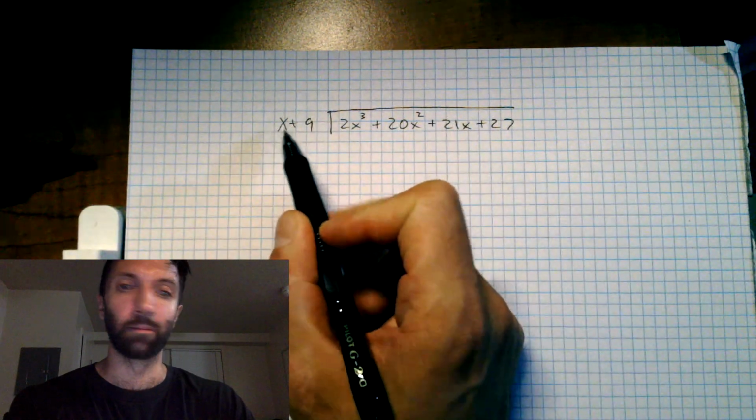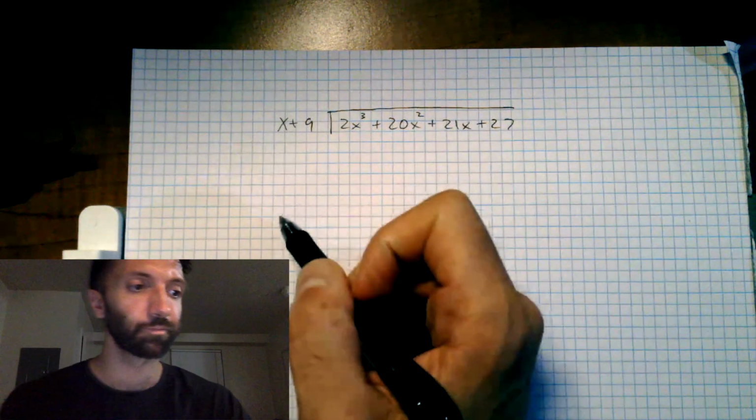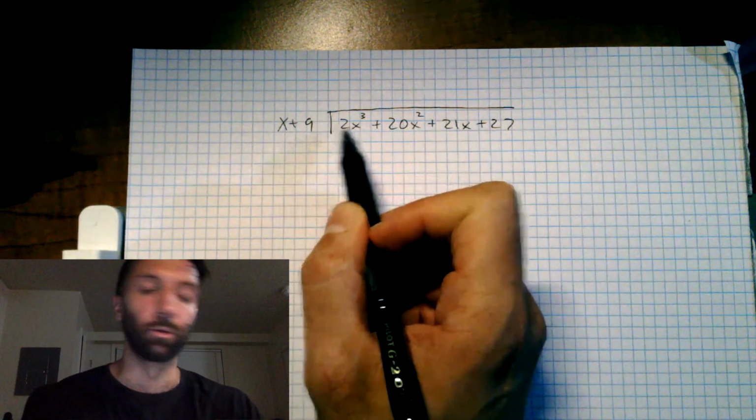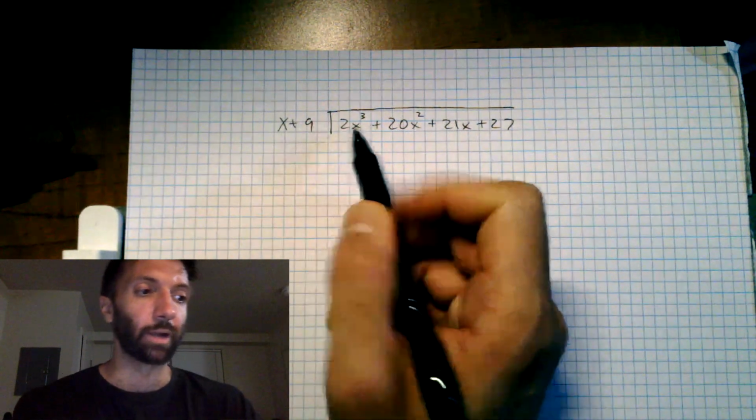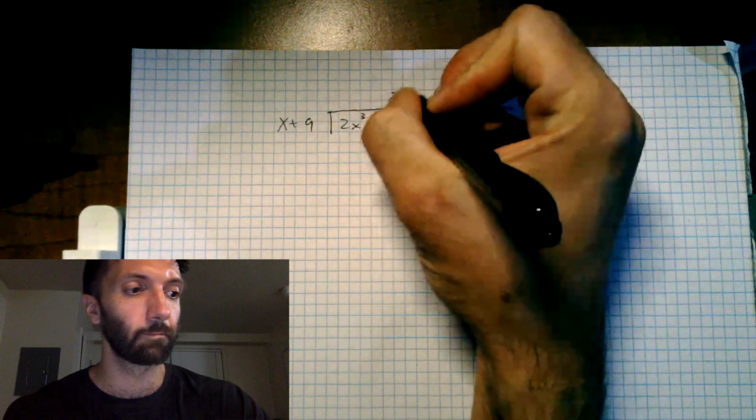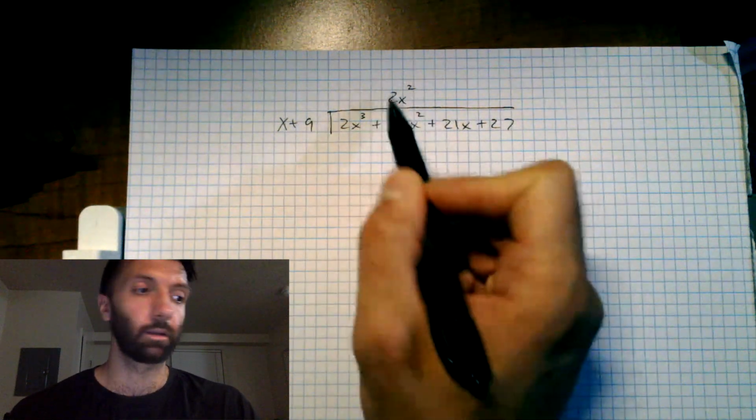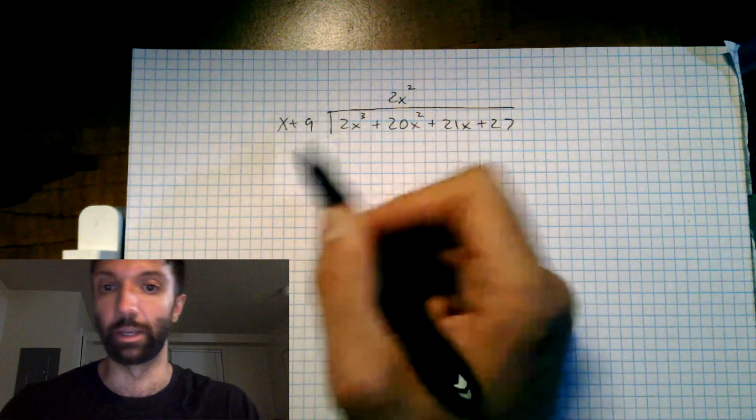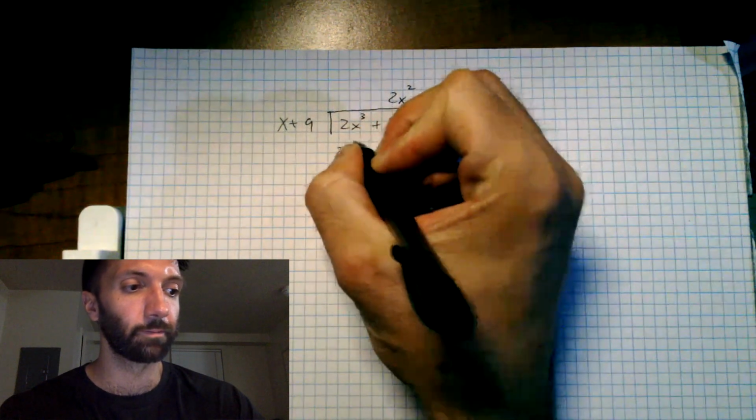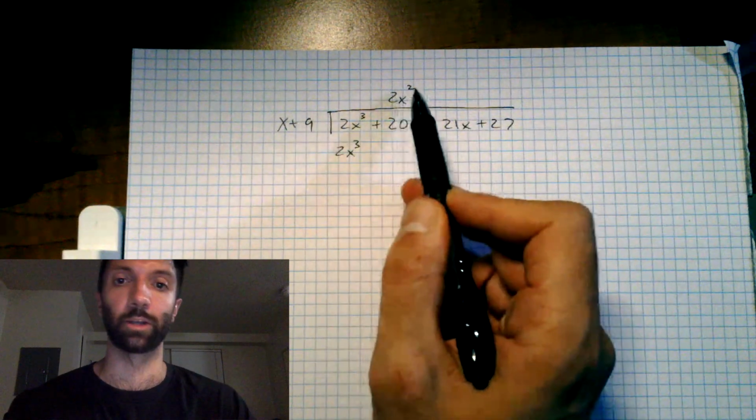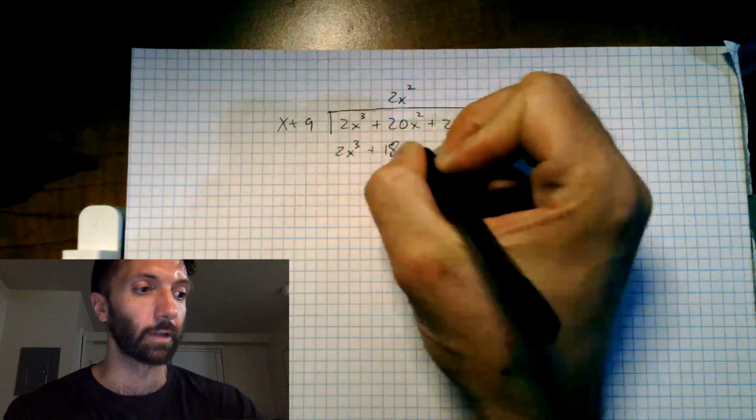So you start by taking your variable here, or the algebraic portion of the divisor, the x in this case, and you see how many times it goes into the first term of the polynomial. So x goes into 2x cubed 2x squared times. All right, and now you multiply this by the linear divisor. So 2x squared times x is 2x cubed, as we know. And then you multiply the 2x squared by 9 as well. So 2x squared by 9 is going to be a positive 18x squared.